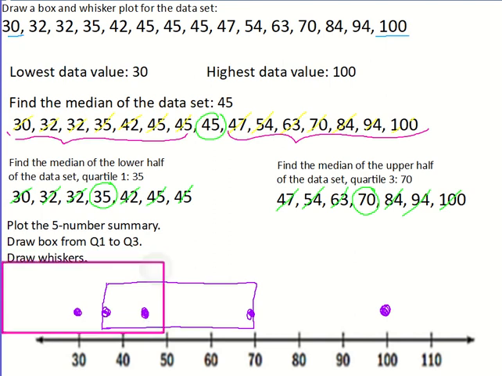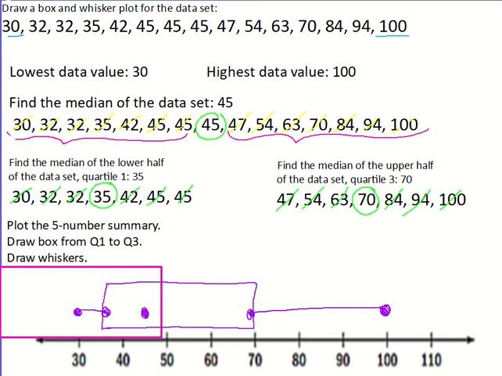So next, I'm going to draw whiskers. Whiskers are just lines that extend from the box to the lowest data value and to the highest data value. So I'm going to draw a line going from my box to the lowest, and then from the box to the highest data value. And then my last step, I'm going to draw a vertical line at the median. The median was at the 45. And that concludes drawing your box and whisker plot.